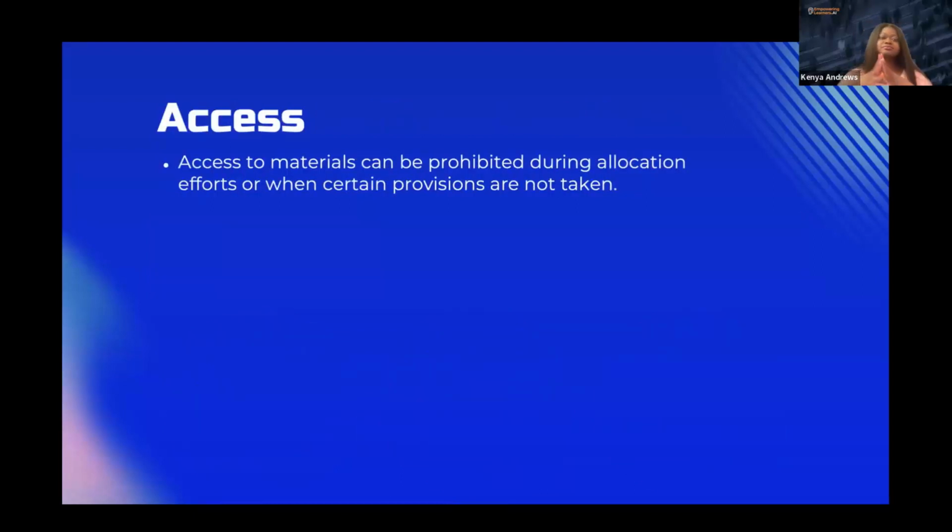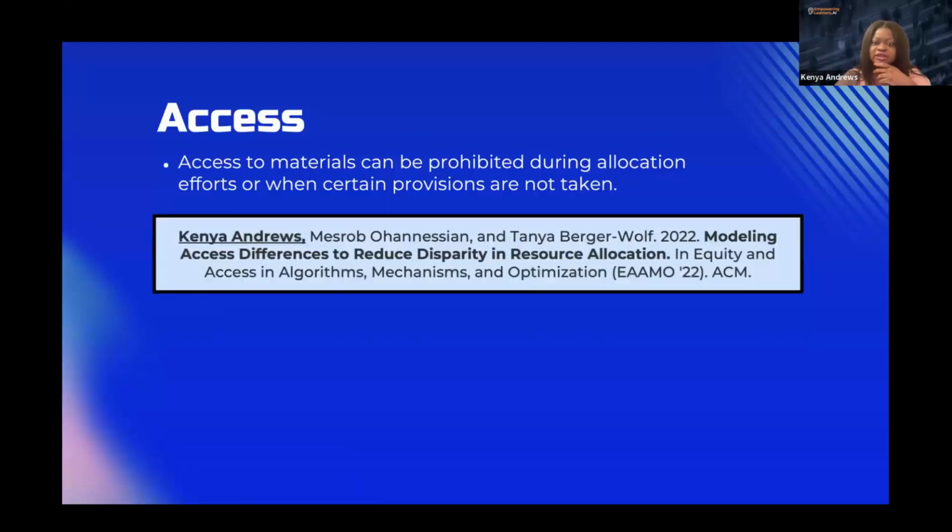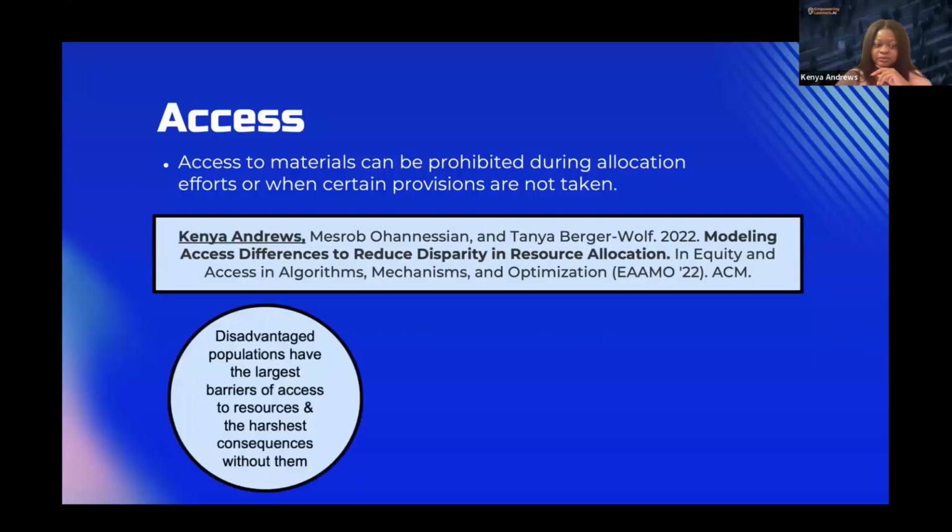And for access, I just think about how access can be prohibited to different groups. This was a work that I did with my advisor, Ms. Bohanesian, where we looked at modeling access differences when we were trying to allocate different resources. We used vaccines as an example, but what we found is that disadvantaged populations have the largest barriers to accessing things. But at the same time, if they don't get those resources, they have the harshest repercussions of not receiving them.